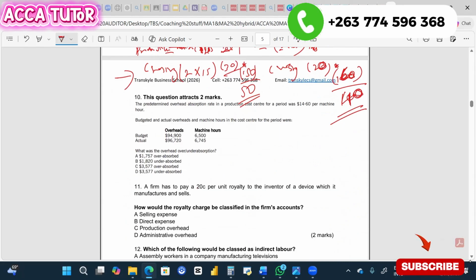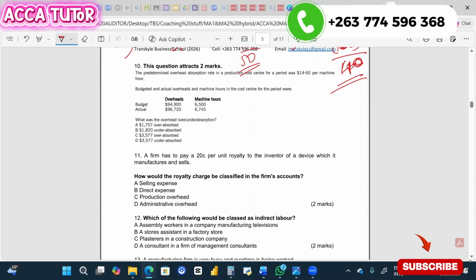Okay, let's start at number 10. The predetermined overhead absorption rate in a production cost center for a period was $14 per machine hour. This one is always going to come in your examination. Budgeted and actual overheads and machine hours in the cost center for the period were given. What was the overhead over or under absorption?